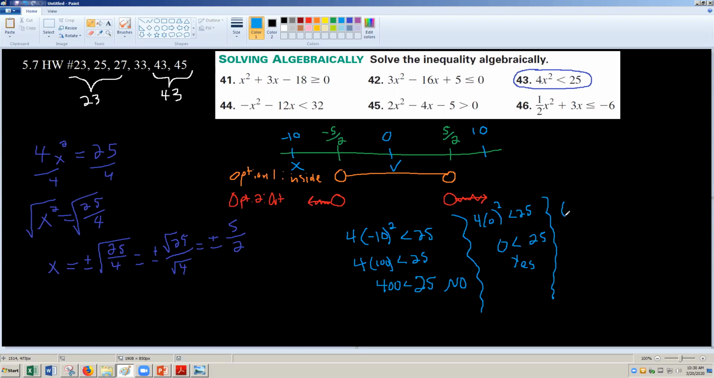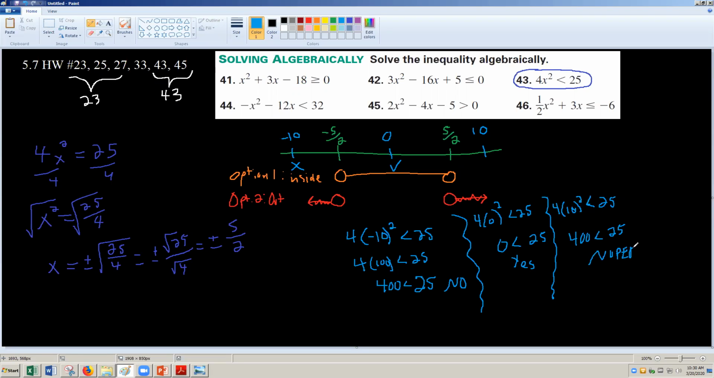So plug in 10. 4 times 10 squared less than 25 is 400 less than 25. Nope. Don't think so.